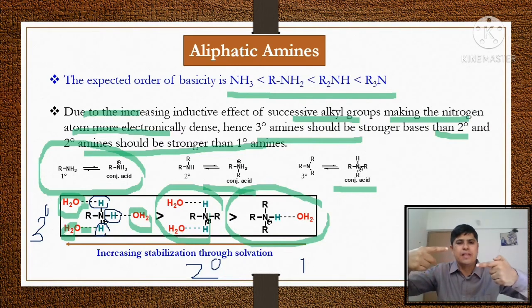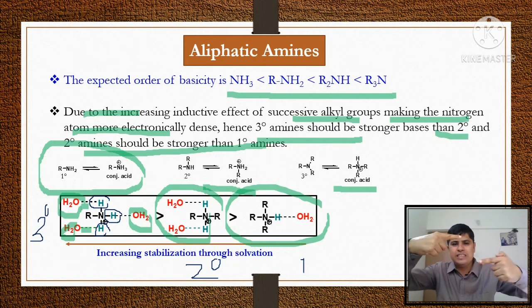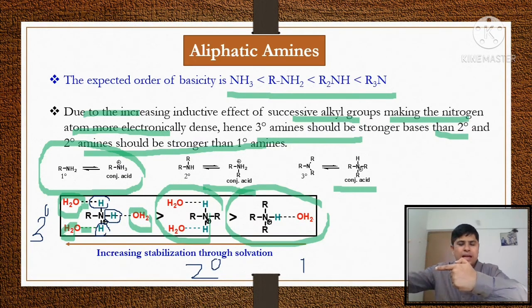The inductive effect is increasing electron density on the nitrogen atom, and the solvation effect is operating the other way. If it is a tertiary amine, its conjugate acid will be less stabilized. Hence the inductive effect, which increases electron density on nitrogen, is more in the secondary amine, and there is also stabilization through solvation in the secondary amine.